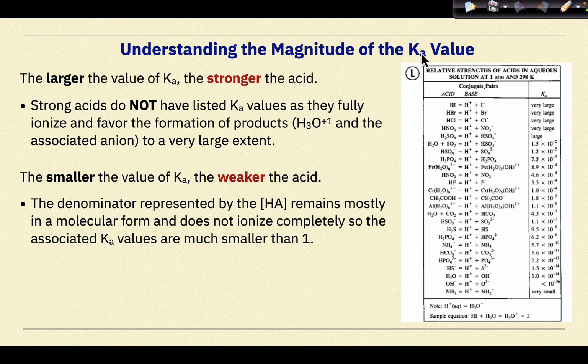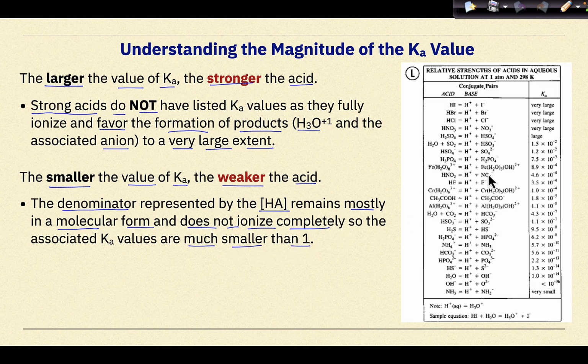Understanding the magnitude of the Ka value. The larger the value of Ka, the stronger the acid. Strong acids do not have listed Ka values as they fully ionize and favor the formation of products. In other words, the hydronium ion and the associated anion form to a very large extent. The smaller the value of Ka, the weaker the acid. The denominator, represented by the concentration of the weak acid, remains mostly in a molecular form and does not ionize completely, so the associated Ka values are much smaller than 1.